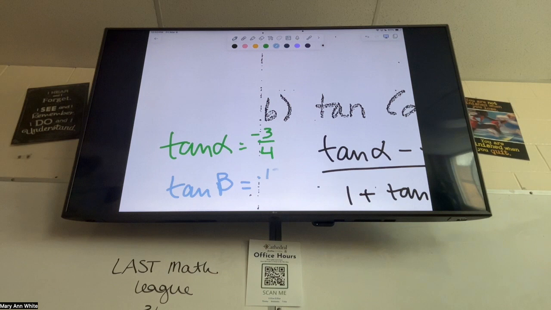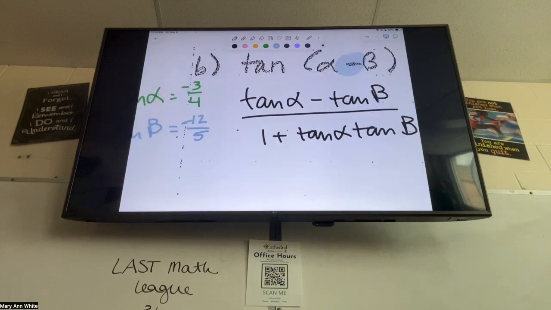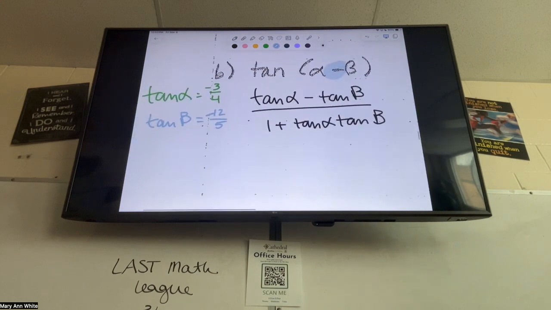-12, or -12 this. -12/5. Everyone agree with that? Awesome. So now where we see tan of alpha, we're gonna plug in -3/4. Wherever we see tan of beta, we're gonna plug in -12/5. The only annoying part now is we're gonna have a lot of fractions that we're gonna need to add together. We're gonna need to simplify as best as we can.